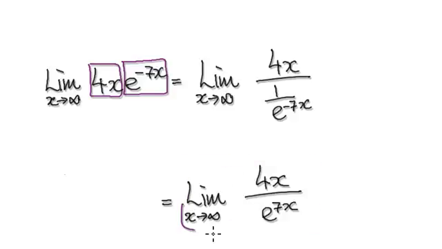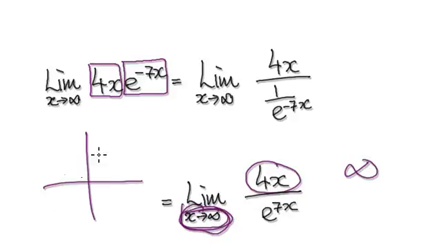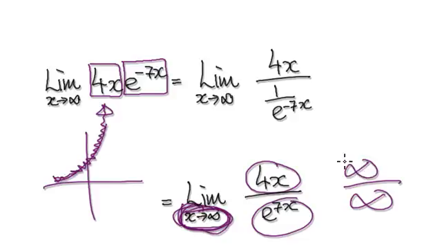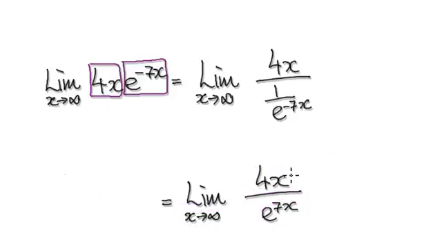Now let's try and evaluate it as x tends towards positive infinity. As x tends towards positive infinity, this thing here will head towards infinity. And this thing here will look something like this. As x tends towards infinity, it is heading towards infinity. So here we've got infinity over infinity. Therefore, we can apply L'Hopital's rule.